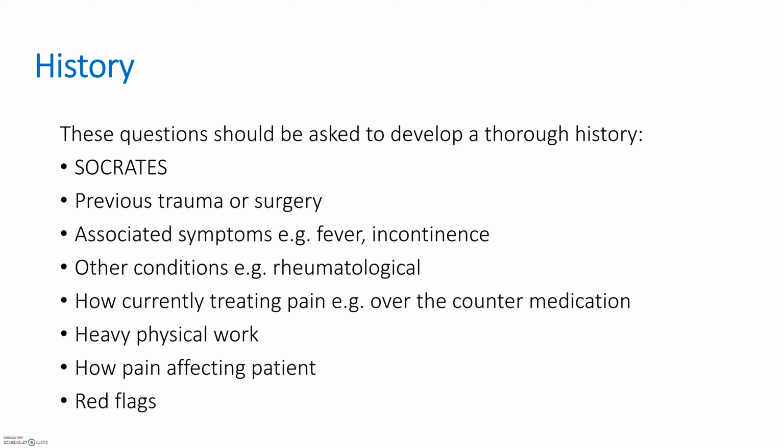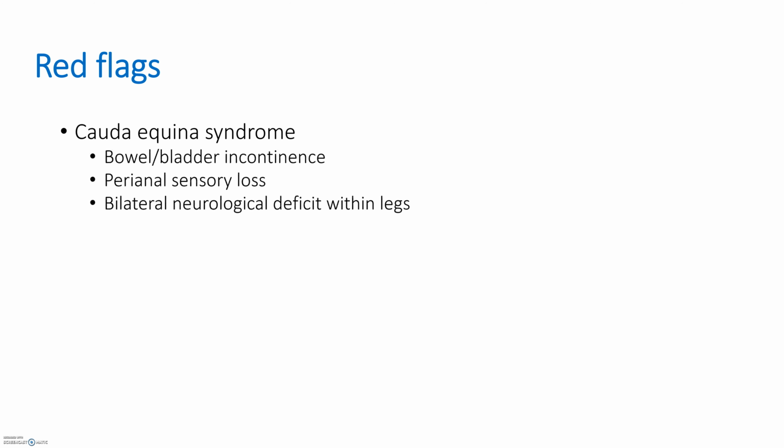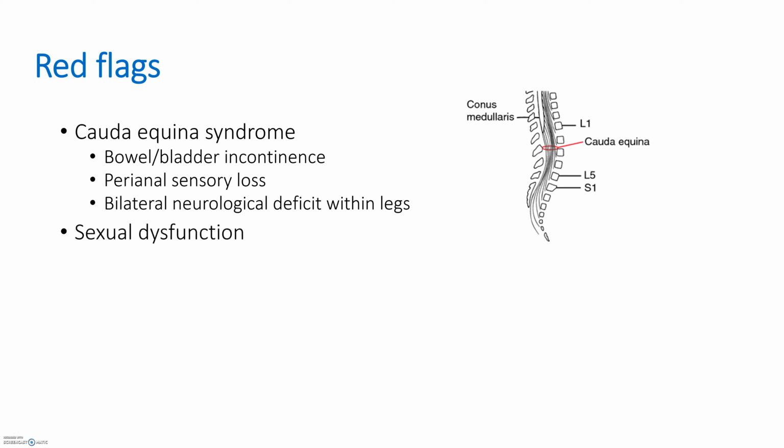And again, you always want to ask about those red flags. So what are the red flags? So the main thing you want to rule out is cauda equina syndrome. This is a diagnosis you do not want to miss. So it can present in various ways, such as incontinence of the bladder or the bowels, your classic saddle anesthesia, and bilateral neural deficit within the legs. So the cauda equina is at the end of the spinal column, so compression across that will cause these kinds of symptoms. This is a neurological emergency.